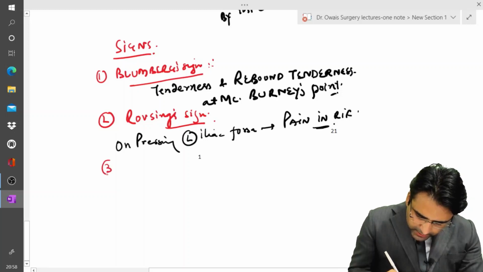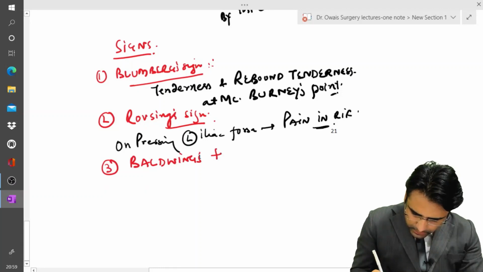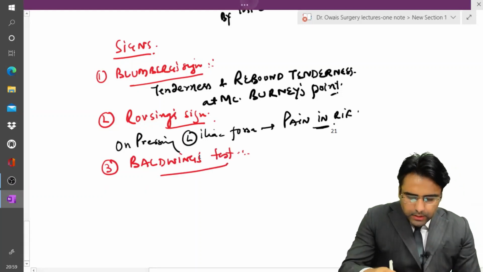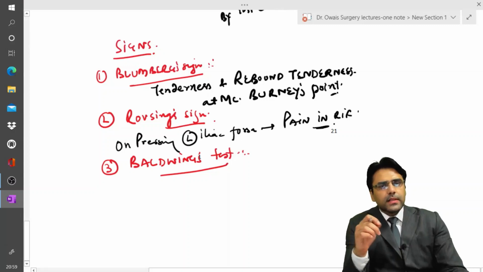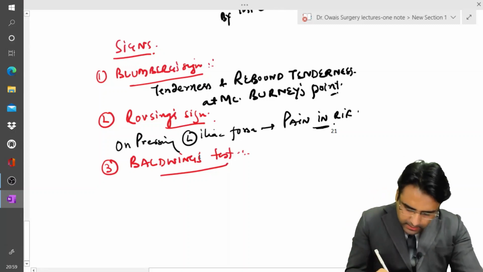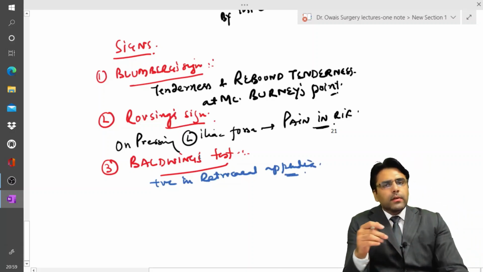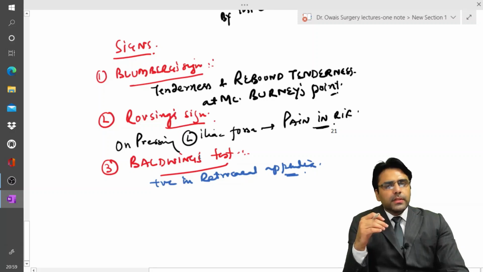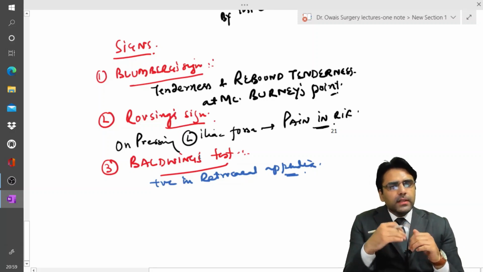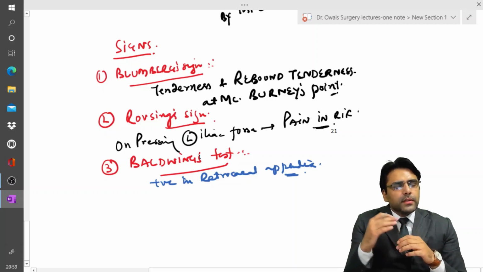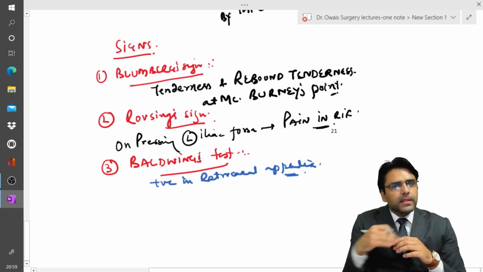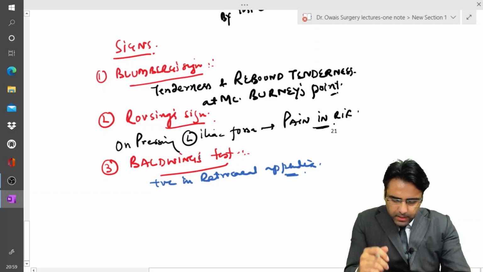Now next important test is Baldwin's test. Remember that Baldwin's test is positive in retrocecal appendix. In this, when the legs of the patient are lifted off the bed with knees in the extended position, the patient complains of pain while pressing the flanks. So this is termed as Baldwin's test.